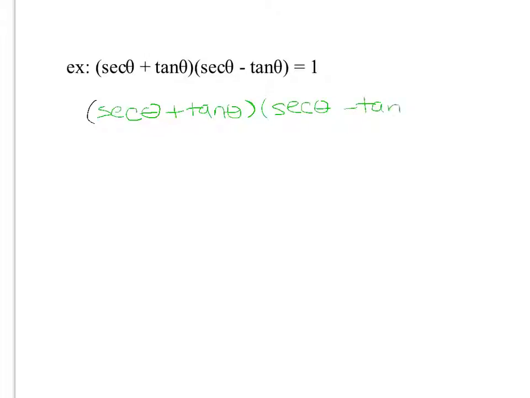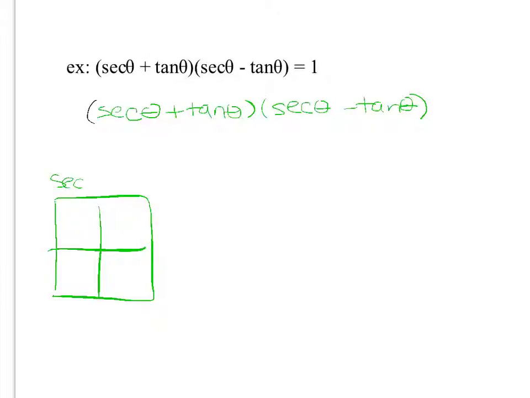And so as I write this down, I'm not going to write equals 1, and I need to multiply these together. So if you use the box, go ahead and use it. If you don't use the box, go ahead and FOIL it out. But I will write down the box. So I've got secant theta plus tangent theta. And on this side I've got secant theta minus tangent theta.